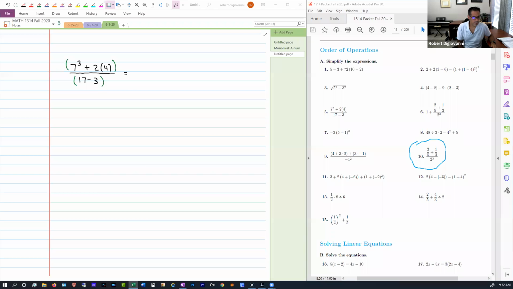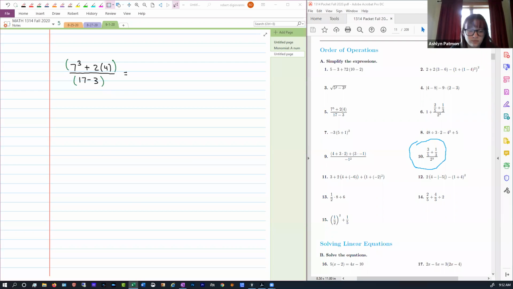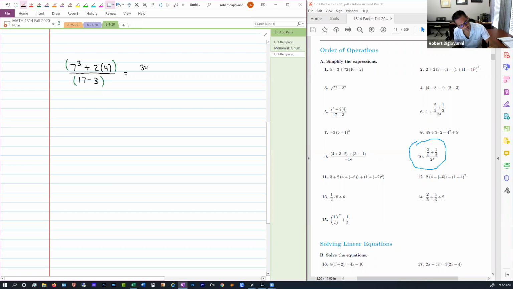I want to multiply the 7 times its exponent. Okay. So are you going to do 7 times 3, or are you going to do 7 times 7 times 7, to the exponent of 3? Yeah. Okay. So do you have a calculator? Yeah, I do. It's 343. Okay. So 343, and then plus.